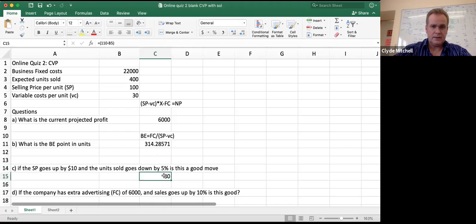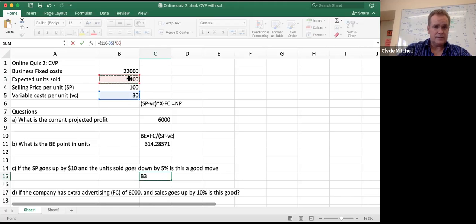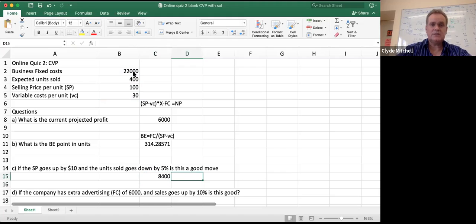Our units hasn't changed that they've told us. Nope. Our units did change, so our units is equal to 400, but they said that it went down by 5%. So how do you do that? Well, I multiply by 0.95, and then I still need to subtract my fixed costs. And the answer is it's 8,400. So it's actually gone up. So is this a good move? Yes.